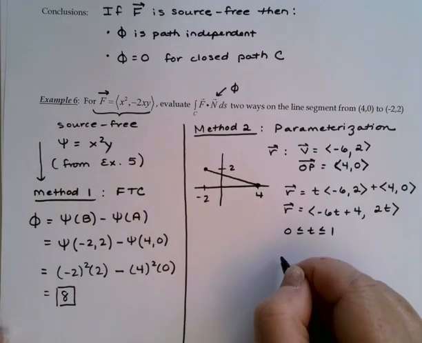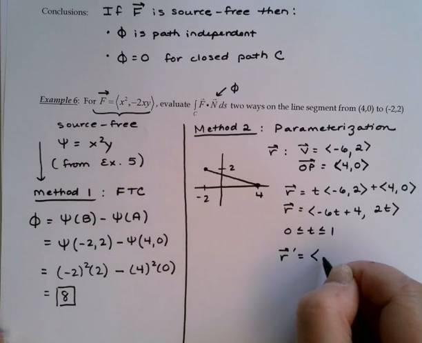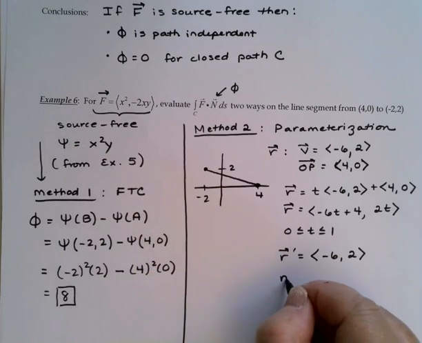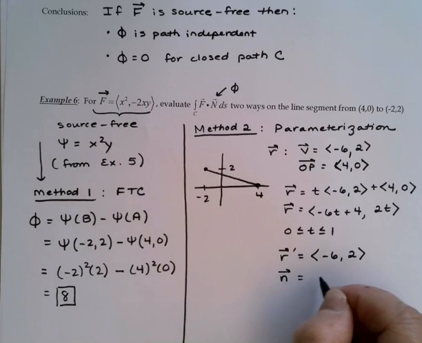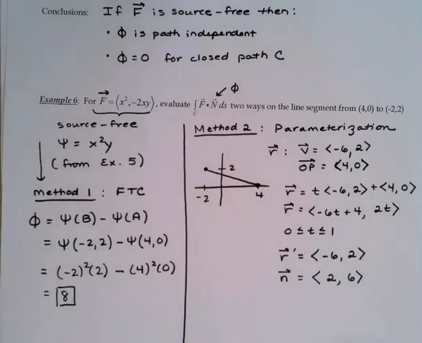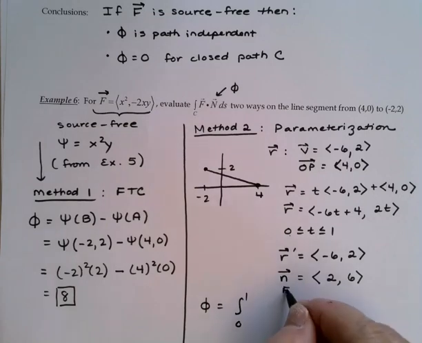All right, I'll need r prime, which is (-6, 2). And then because this is a flux integral, I need n. And this will be small n, not the unit normal. So I'm going to take the second component and bring it up and make it the first component. And then that -6, I've got to turn that into a positive 6. And that makes it the outward normal. And then my flux integral is the integral from 0 to 1. Oh, and I did it again. I forgot to put my f in here.